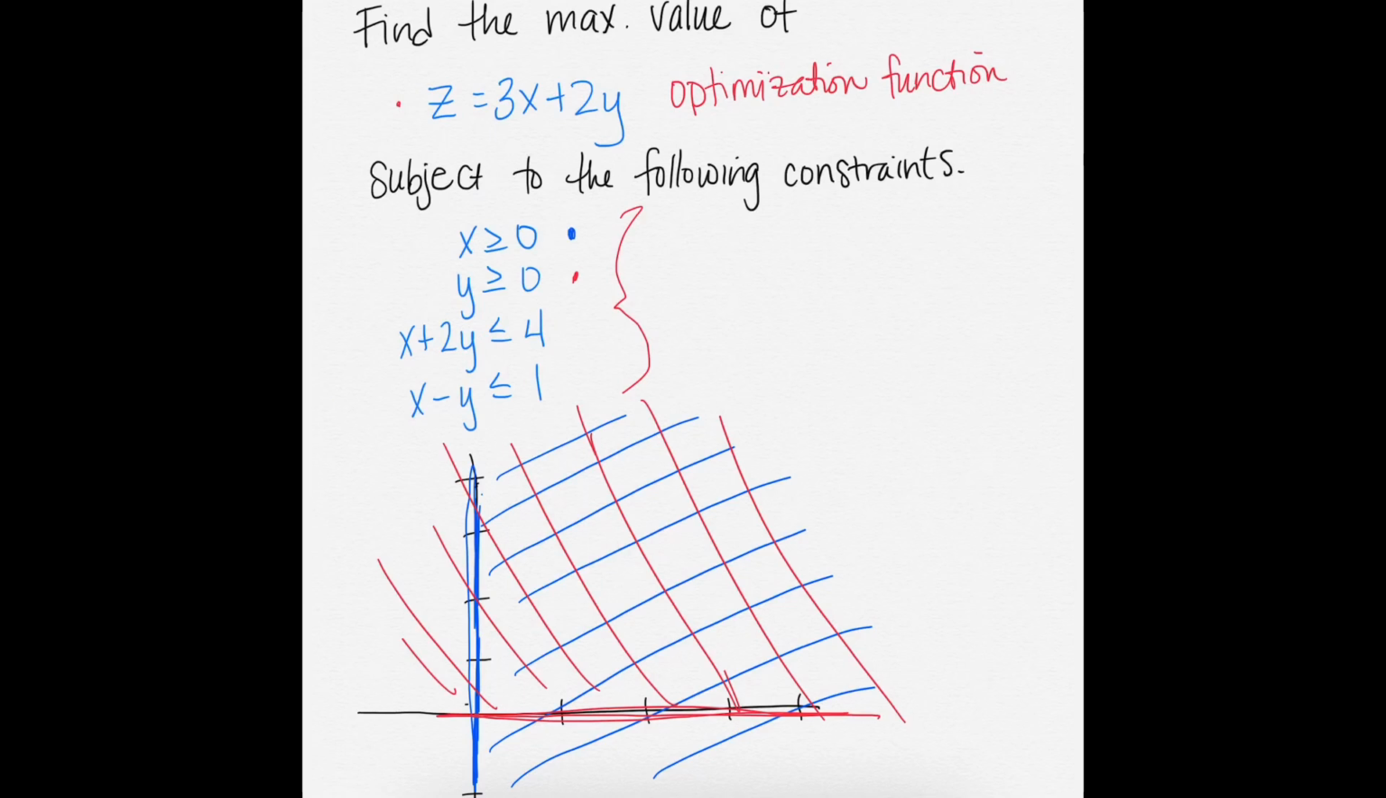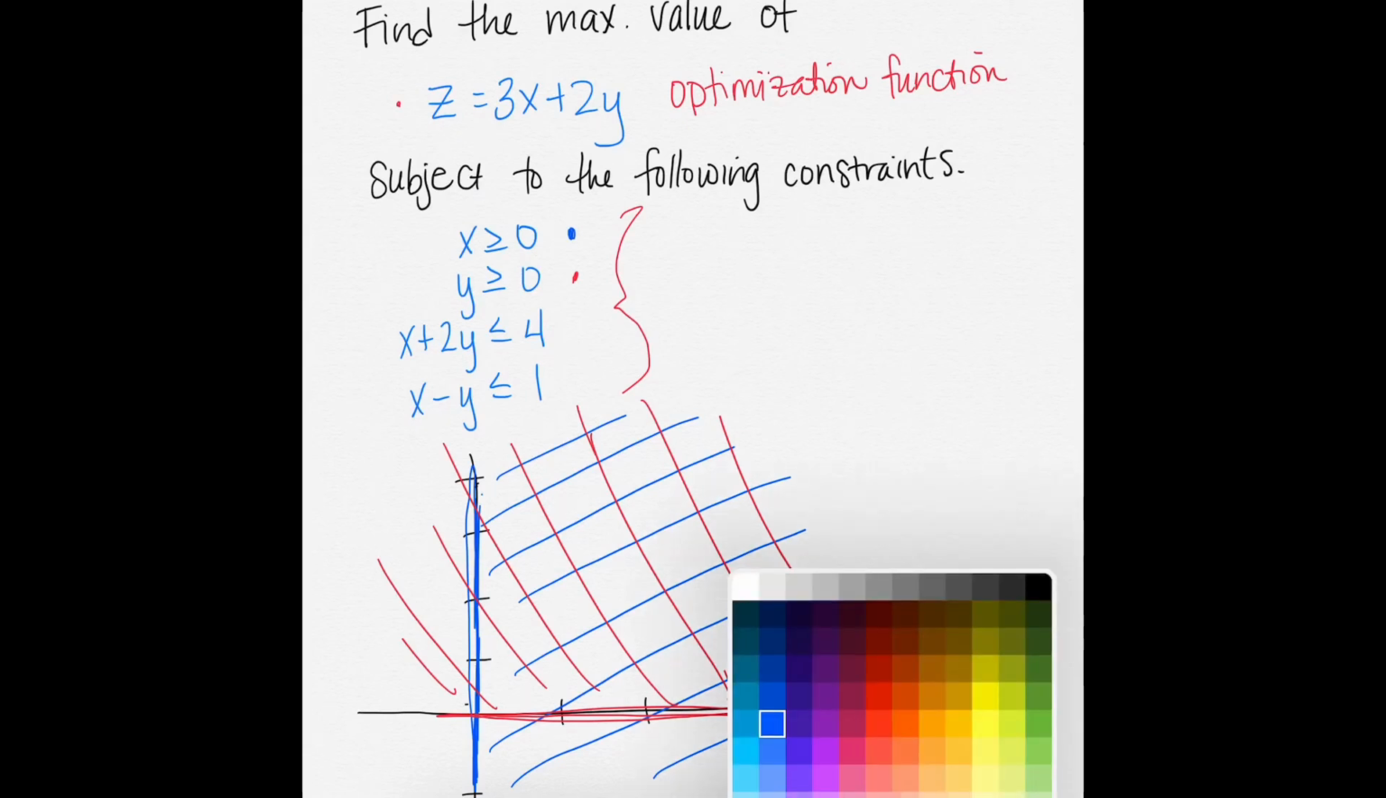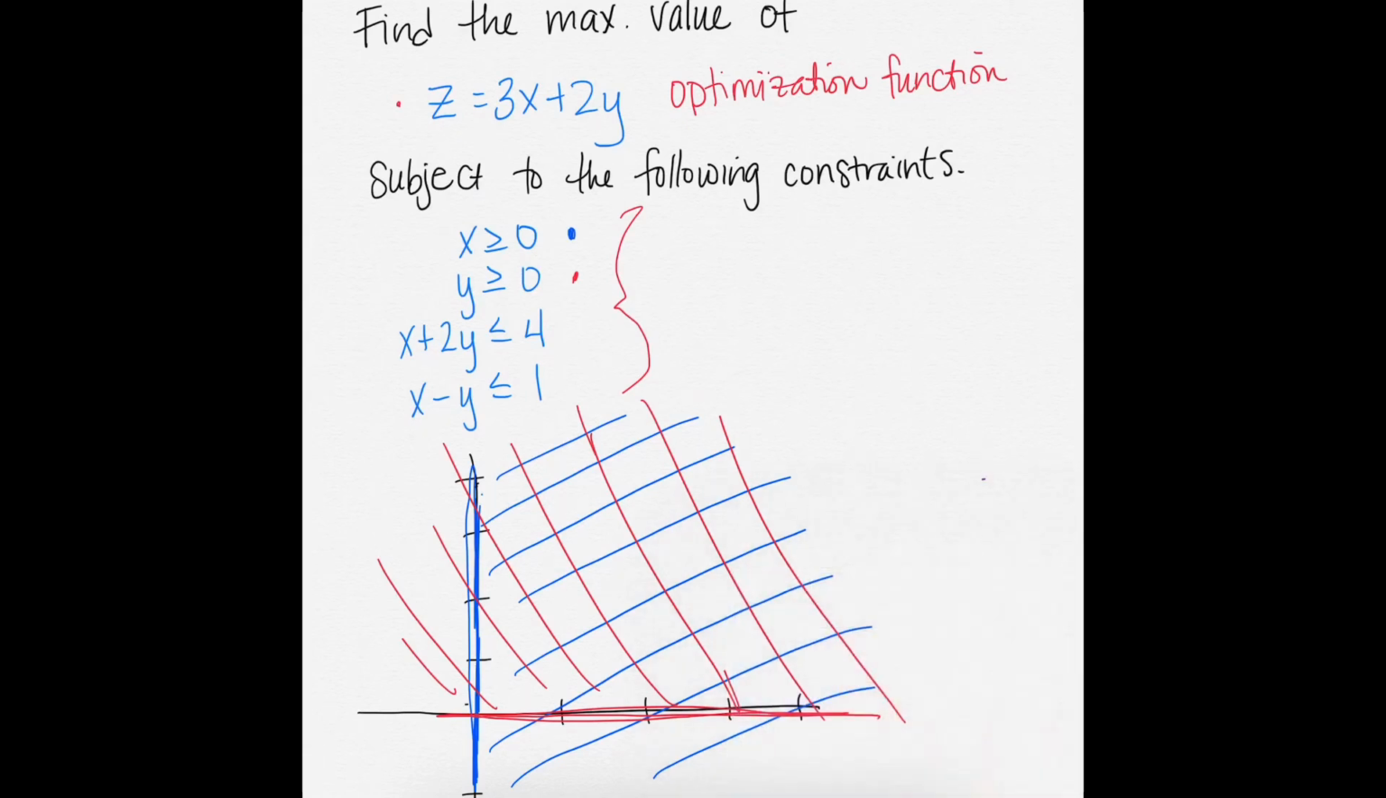All right, our next one looks like a linear one. x plus 2y is less than or equal to 4. So let's pick another color for that one. Let's go with purple. You can use whatever method you want. I'm going to use the intercept method. So if y is 0, x would be 4. So that'll cross right here. And then if x is 0, y will be 2. So it'll be right here.